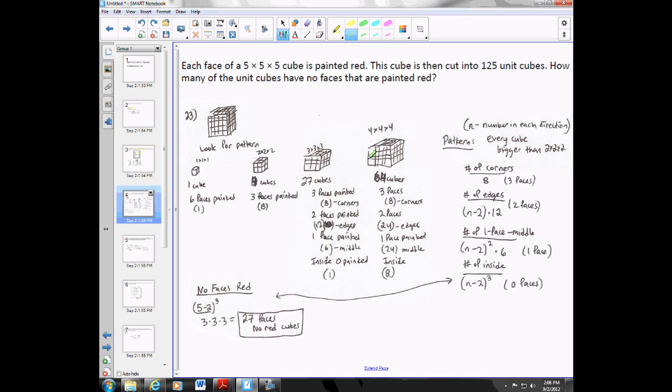1, 2, 3, 4, 5, 6, 7, 8. Each of those would have 3 faces painted. Now if you look at the number of edges, those are going to go up because you have, I think I messed up in my drawing, but here we have the 4 corners, like there.